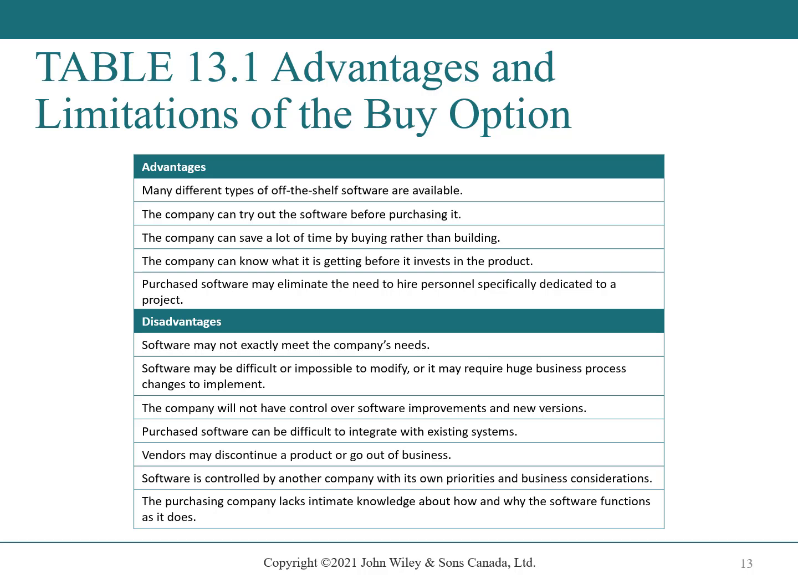The disadvantages of the buy option are: software may not exactly meet the company's needs. Software may be difficult or impossible to modify, or it may require huge business process changes to implement. The company will not have control over the software improvements and new versions. Purchased software can be difficult to integrate with existing systems. Vendors may discontinue a product or go out of business. Software is controlled by another company with its own priorities and business considerations. And the purchasing company lacks intimate knowledge about how and why the software functions as it does.